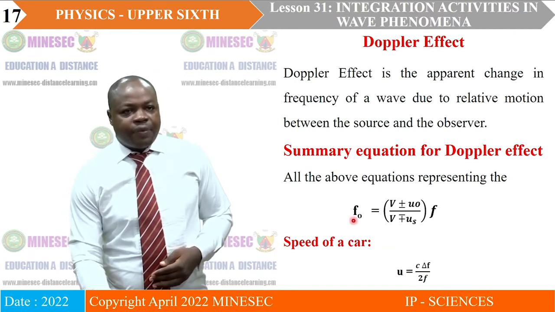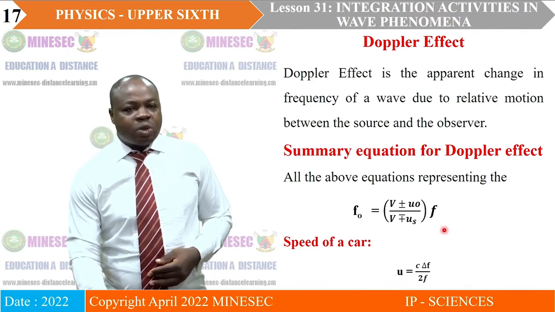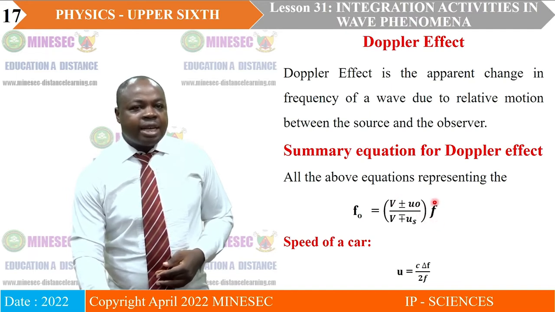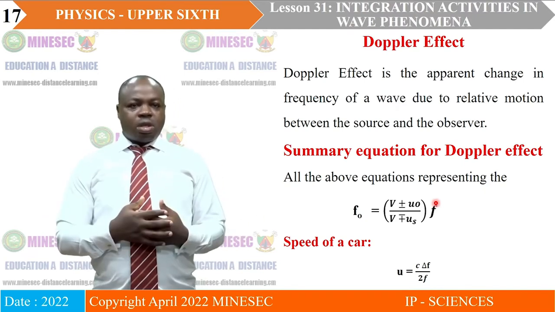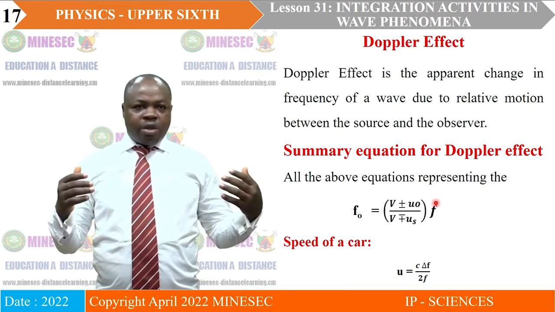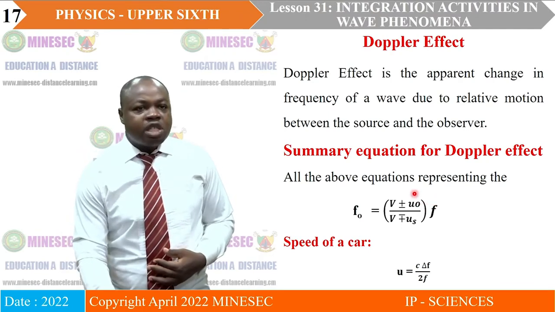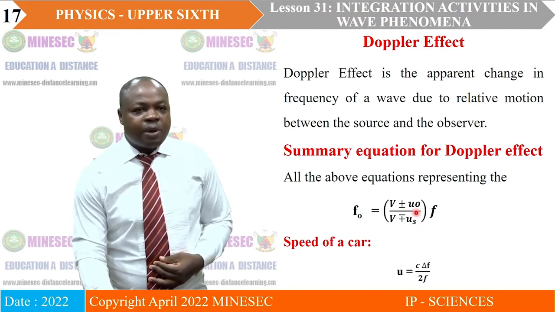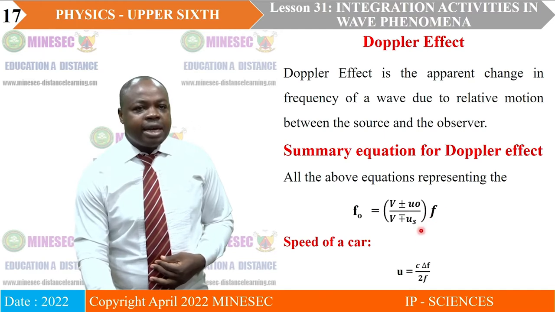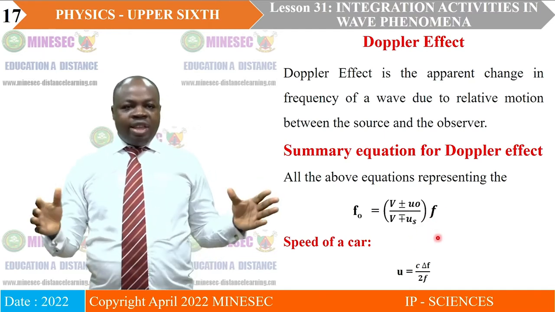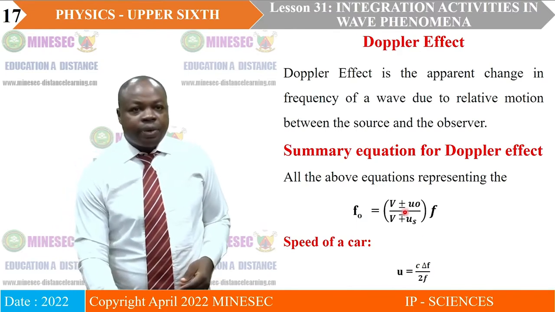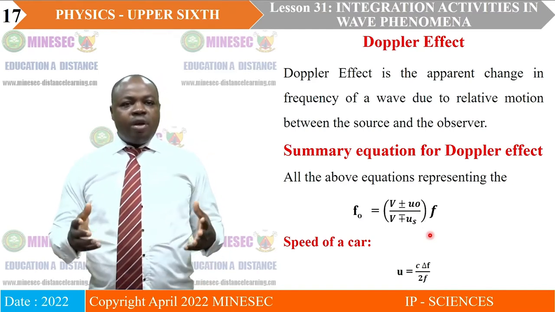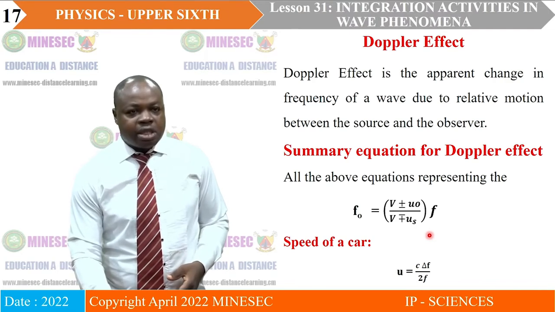f0 is the observed frequency, fs is the actual frequency of the source. The upper signs in this equation are taken for motion towards. So if the observer is moving towards the source, you take the upper sign, which is positive. When the source is moving towards the observer, you take the upper sign, which is negative. The lower signs are used for motion away. If the observer is moving away from the source, you take the lower sign, which is negative. If the source is moving away from the observer, take the lower sign, which is positive.